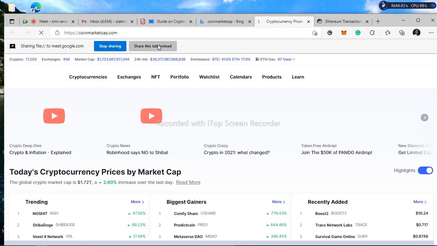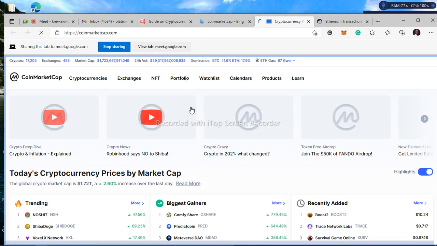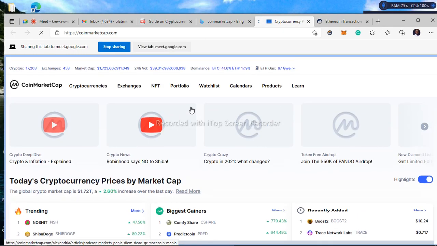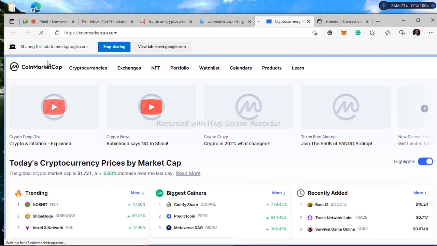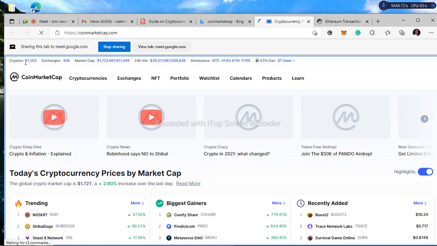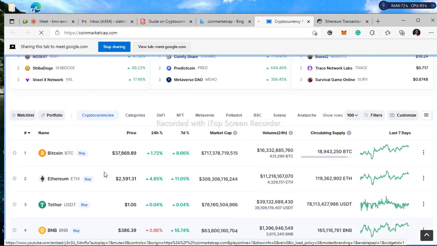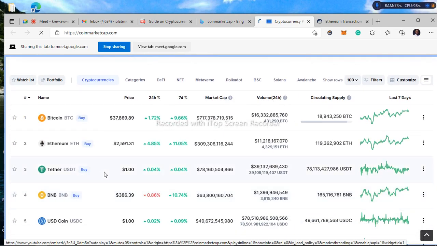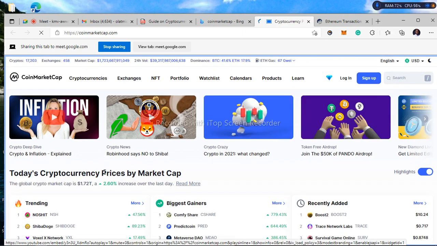Loading. Okay, the page is still loading. Okay, so now this is CoinMarketCap.